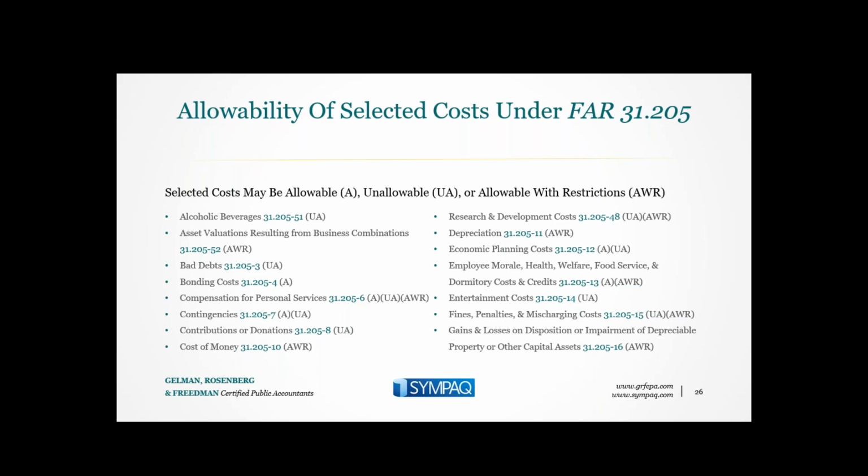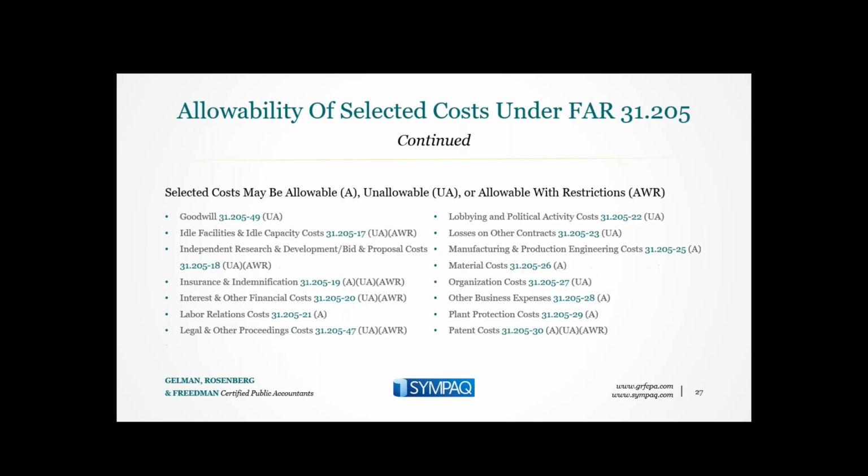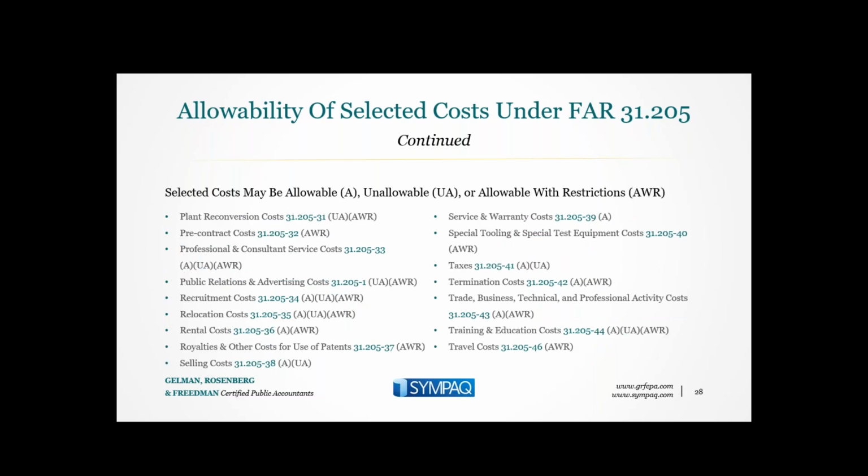This list can be a little bit of a cheat list because if you notice at the top, it says they may be allowable A, unallowable UA, or allowable with restrictions. So you'll notice alcoholic beverages at the top there, it's unallowable completely, whereas cost of money is allowable with restrictions. So there are some things that are allowable, some things that aren't. I'm trying to look at one that's 100% allowable. Bonding cost. Good, you got good eyes there. So it's just like a cheat sheet to help you. I will say probably one of the more complicated and fought over standards besides compensation is terminations. We'll briefly touch on that, but that in itself is a whole world unto itself.